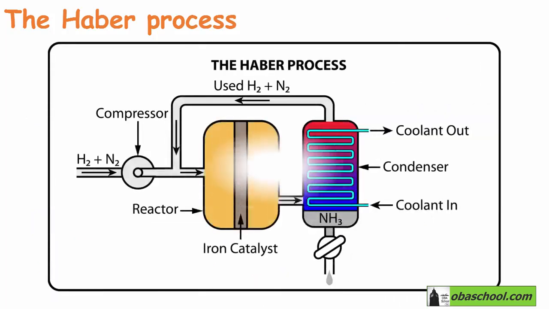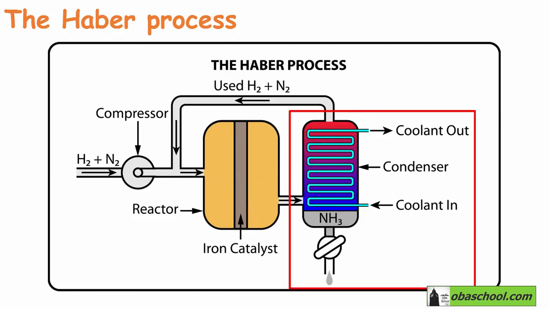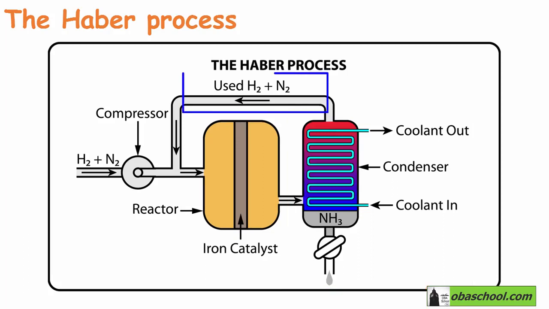Ammonia will be removed by cooling the gases so that ammonia will liquefy. So it will change from gas to liquid. Then it will be separated from the unreacted nitrogen gas and hydrogen gas. As shown over here, any unreacted nitrogen and hydrogen gases will be recycled back into the reaction mixture. They will be recompressed and heated before they return to the reaction vessel. And there they will react again with each other on the surface of the iron catalyst.